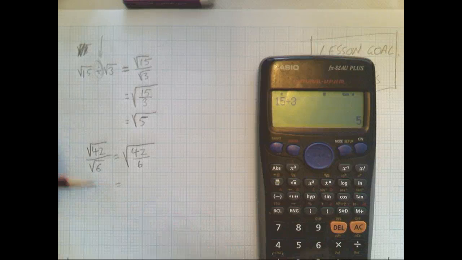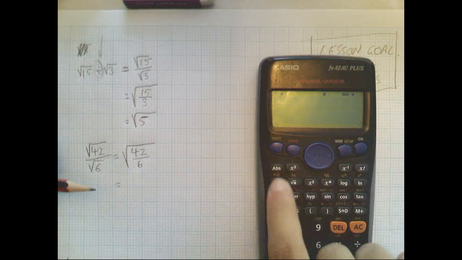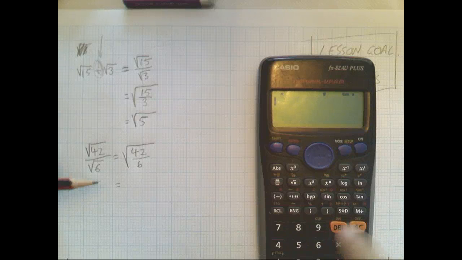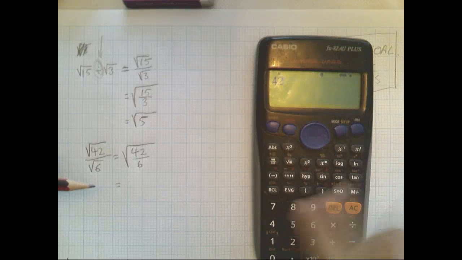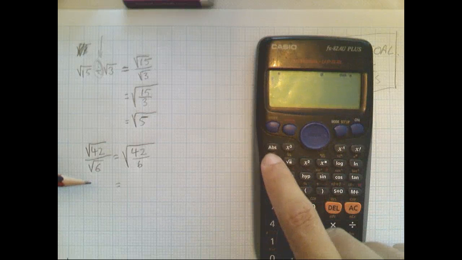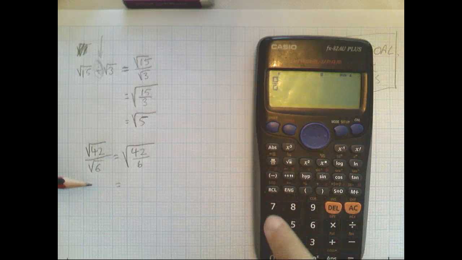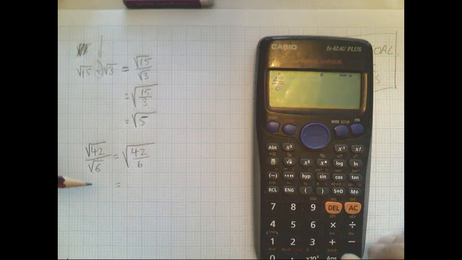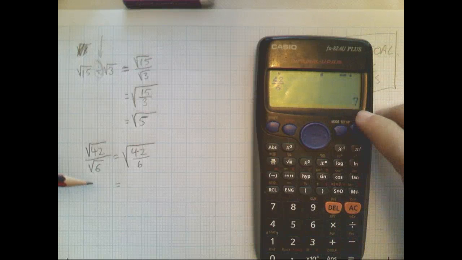Now again, feel free to do that on your calculator. Instead of using the divide sign, because we don't really use the divide sign anymore, you can press the fraction button first. Fraction button first, 42 divided by 6. And your calculator will give you the answer there.